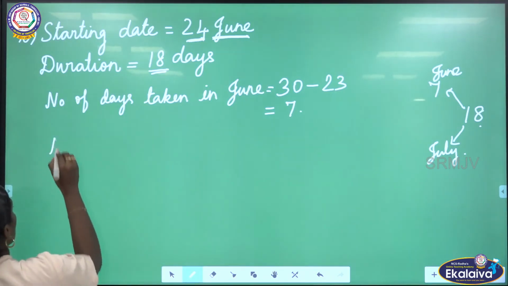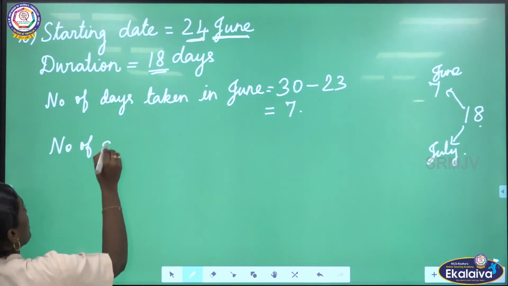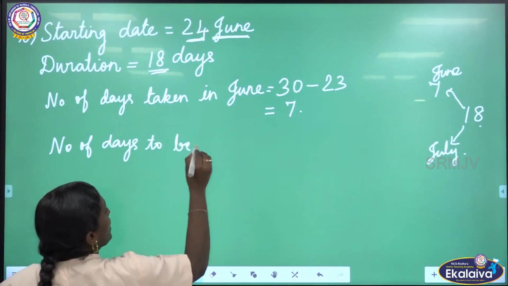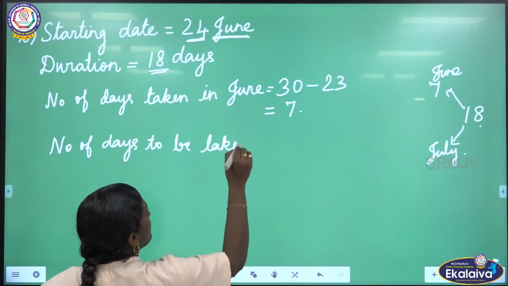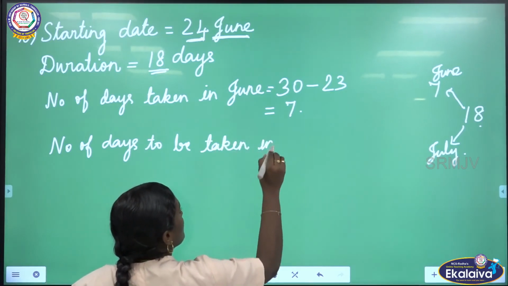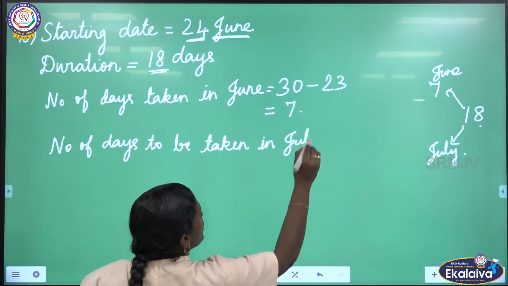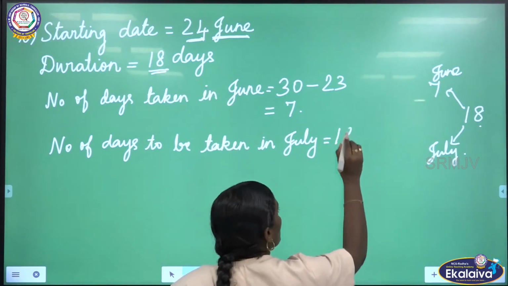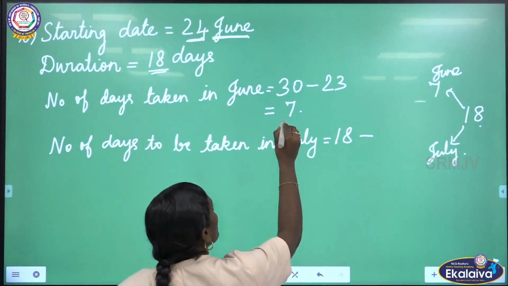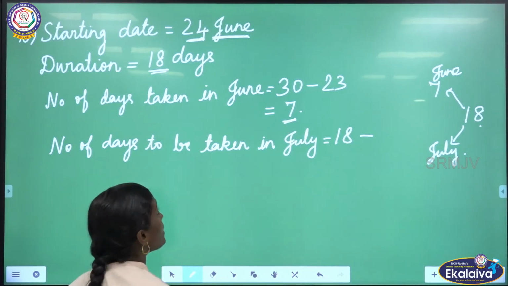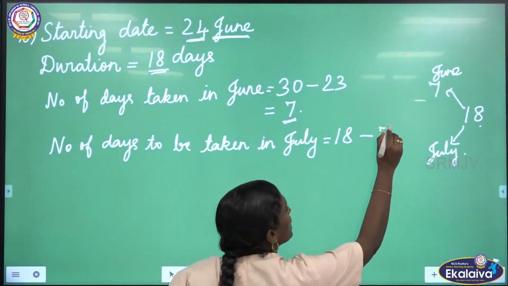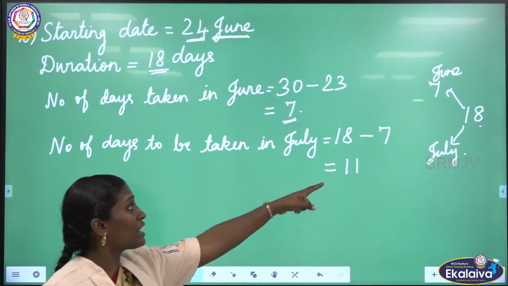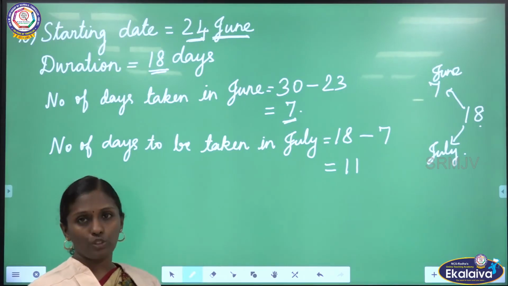Number of days to be taken in July. June after July. Okay, for that, from the duration 18 days, we have to subtract the number of days taken in June, that is 7. Then we will get 11 days. So the remaining 11 days are there in July month.